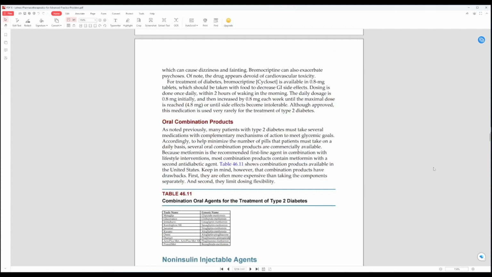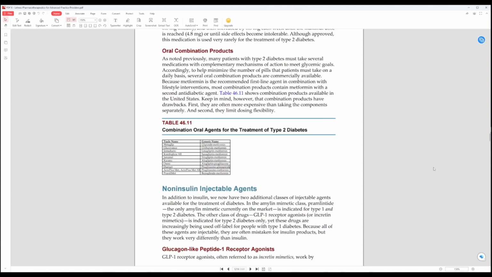For treatment of diabetes, bromocriptine, or Cycloset, is available in 0.8 mg tablets, which should be taken with food to decrease GI side effects. Dosing is done once daily, within 2 hours of waking in the morning. The daily dosage is 0.8 mg initially and then increased by another 0.8 mg each week until the maximal dose of 4.8 mg is reached, or until side effects become intolerable. Although approved, this medication is used very rarely in the treatment of type 2 diabetes.